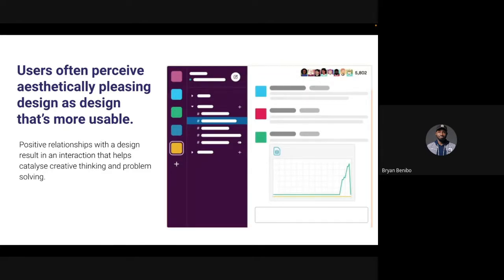So because your design is interesting, they begin to like it. And they like it, they want to stay. And staying, it makes them think, okay, let me use this app to solve my problem. Let me use this app to do stuff, right? So aesthetically pleasing design keeps people there.